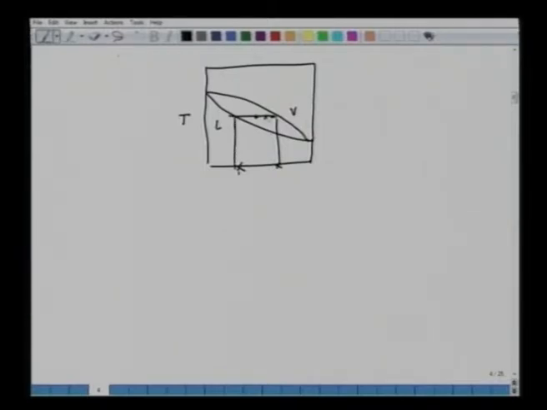I choose another weight feed here in some batch experiment. You can allow them to settle, and I get the same L and V. It's only the amount of L and V that will be different, depending upon the ratios of the two segments across this mixture point M.